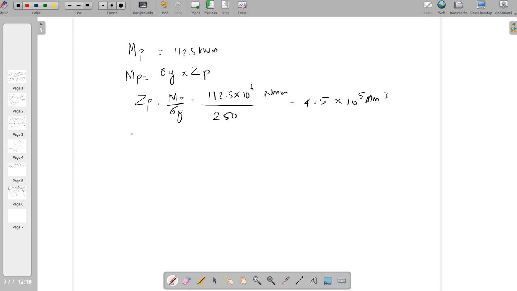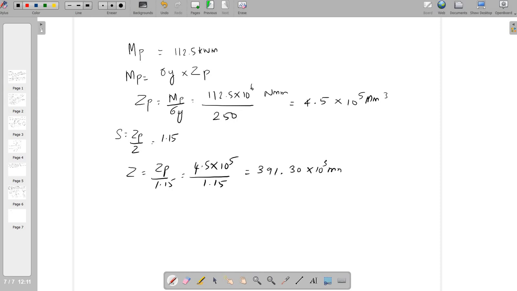For the shape factor, Zp by Z for the I section is equal to 1.15, which we have already learned the derivation for. So I am using the shape factor value 1.15. If it is not given in the problem, you can assume the shape factor. So Z equals Zp by 1.15, so 4.5 into 10 power 5 divided by 1.15. The required sectional modulus Z is equal to 391.30 into 10 power 3 mm cube.